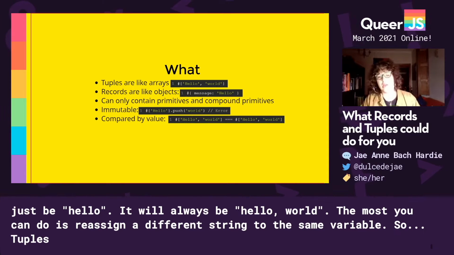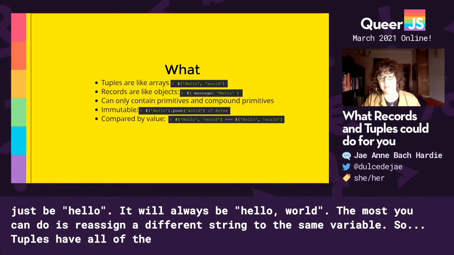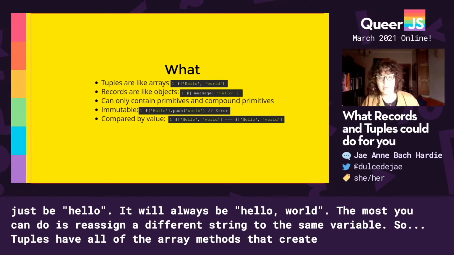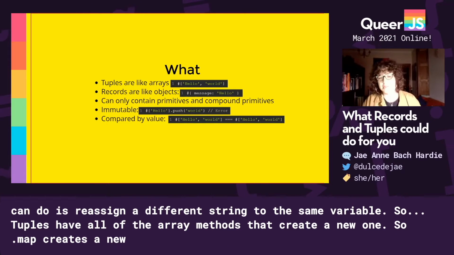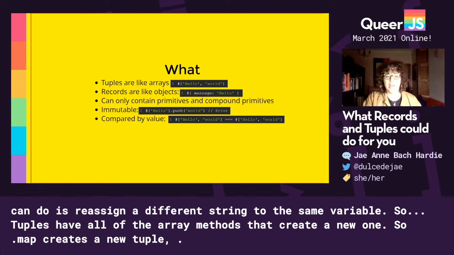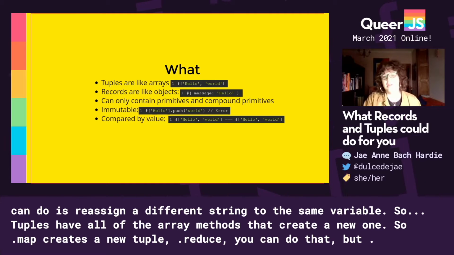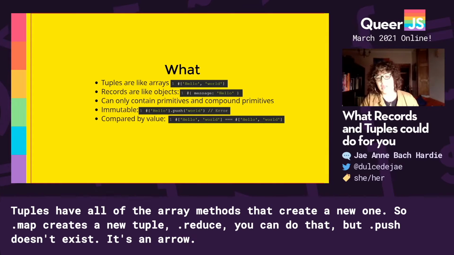Tuples have all the array methods that create a new one. So .map creates a new tuple. .reduce, you can do that, but .push doesn't exist. It's an error. Anything that would modify the tuple can't be done.